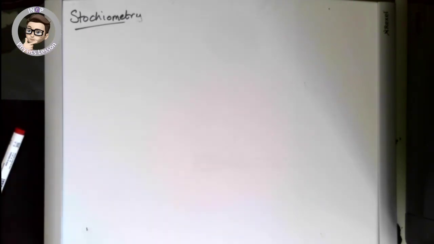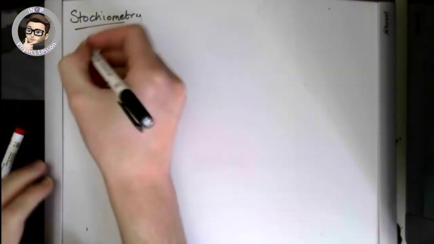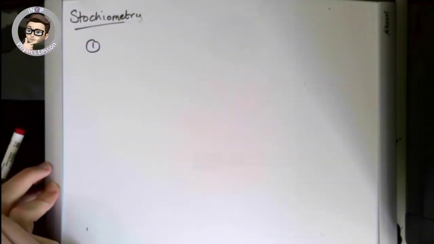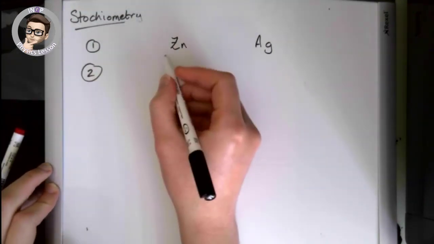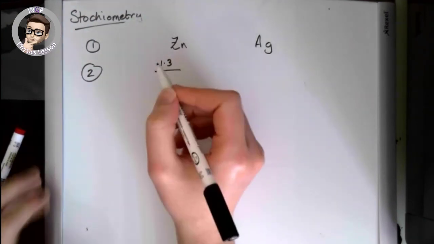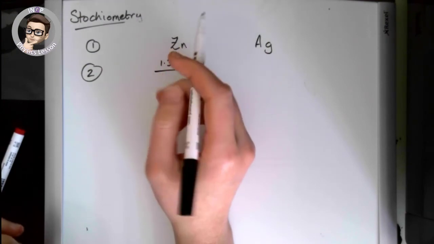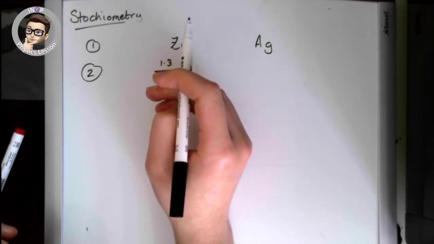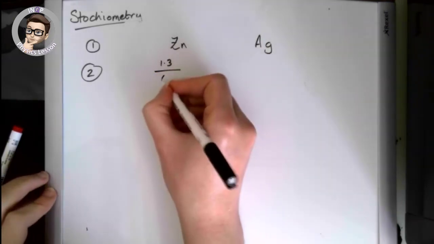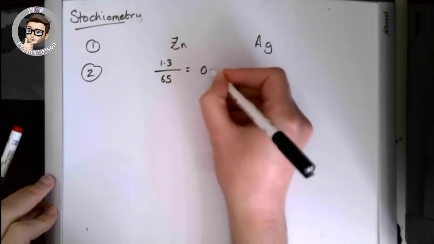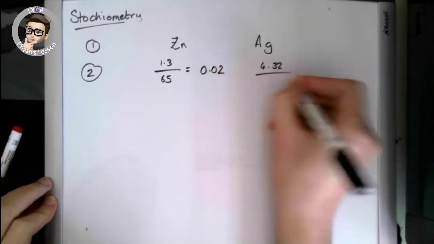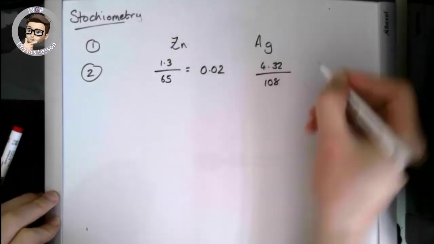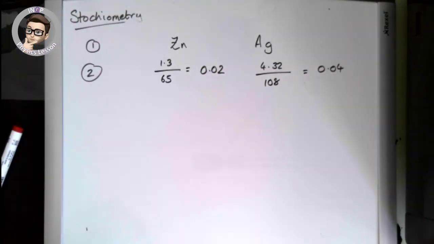Okay, so stoichiometry again. We know it's stoichiometry because it's a balanced equation. That's what we're trying to deduce, and we know that that's what's taking place. So, step one, write down what we've got in our calculation. So I've got Zn, and I've got Ag. Step two, work out the number of moles. So for zinc, I've got 1.3 grams, and I know my relative atomic mass for zinc, finding it on the periodic table, is going to be 65. So 1.3 divided by 65 is going to give me 0.02. So I've got 0.02 moles of zinc, and my silver, I've got 4.32 grams of silver. My relative atomic mass of silver is 108, which is going to give me 0.04 moles of silver.